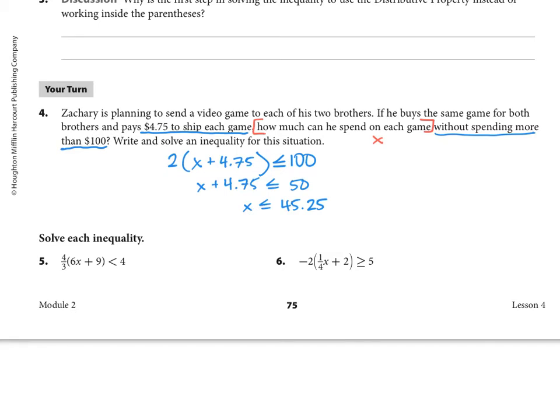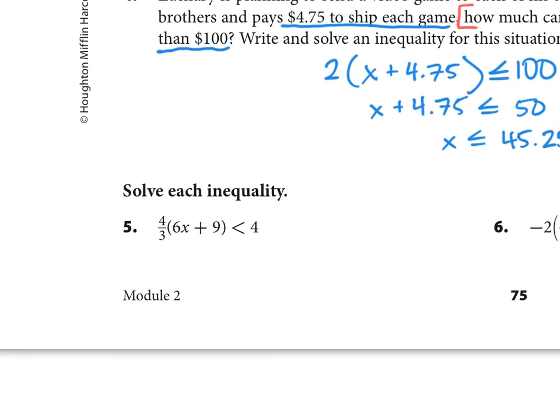So think about all the solutions. He could spend 45 bucks, he could spend 40 bucks, he could spend 38 bucks, but he doesn't want to spend something like $49, $47, $53, things like that. That would be too much. Okay, so look at number 5.